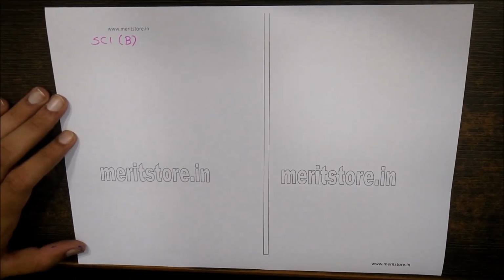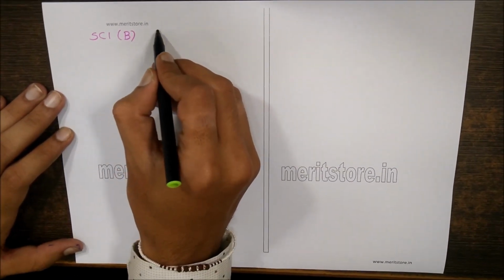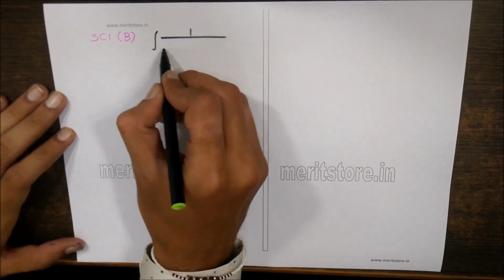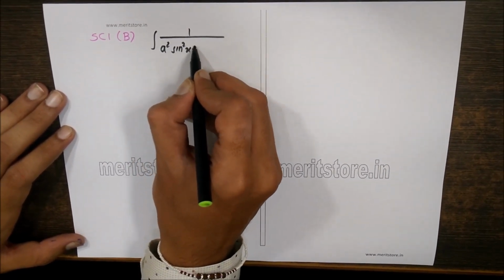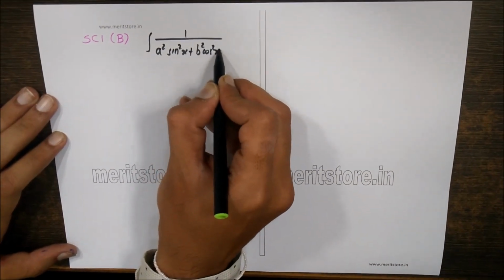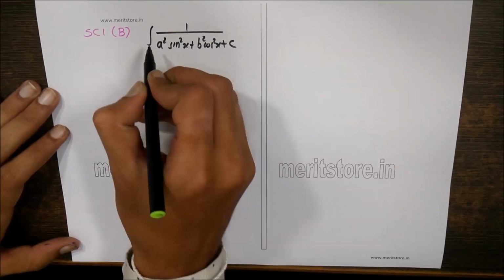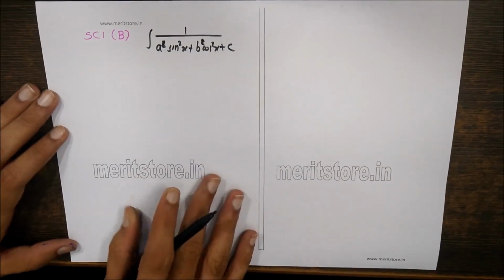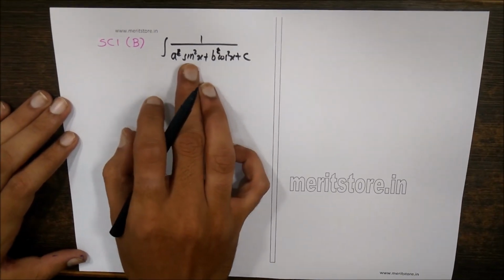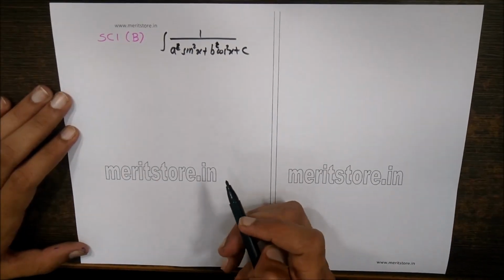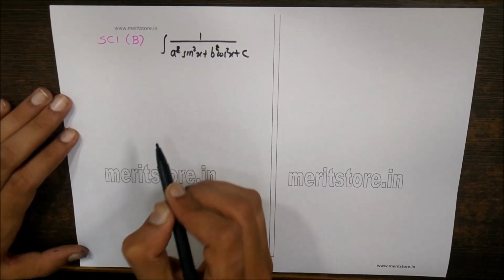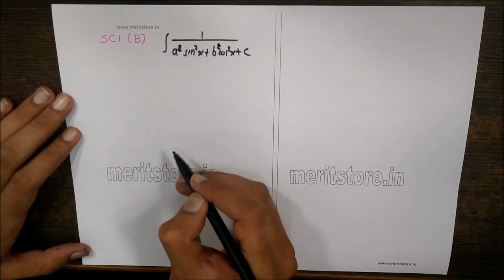In this type, we will have the integral of the category 1 upon a square sine square x plus b square cos square x plus c, or you may only have a sine square x plus b cos square x plus c. The point is you'll have terms of sine and cos with a quadratic term. What we do here is always divide the numerator and denominator by cos square x.